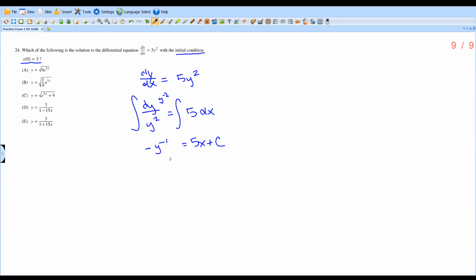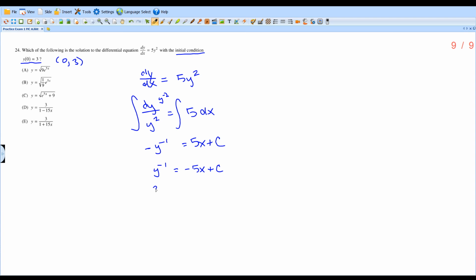Solving this a little bit for y then, I get y to the negative first equals negative 5x plus c. Remember that this c is arbitrary, so I don't have to worry about the fact that I just divided it by a negative. And at that point, I'll substitute in this condition. They're telling us that we have the point (0, 3), so that I could solve for c.